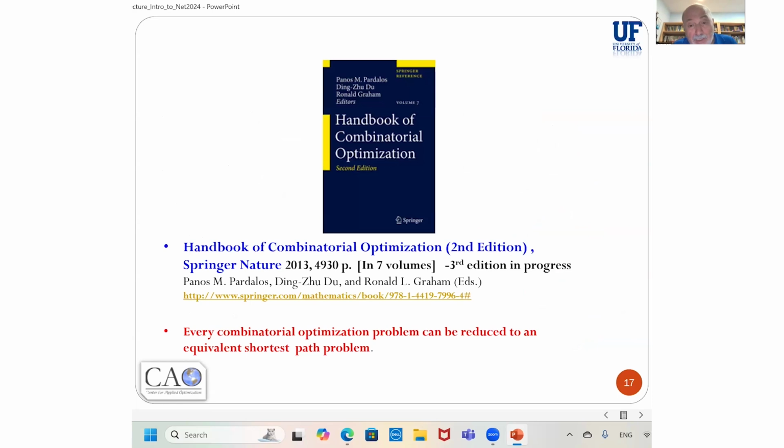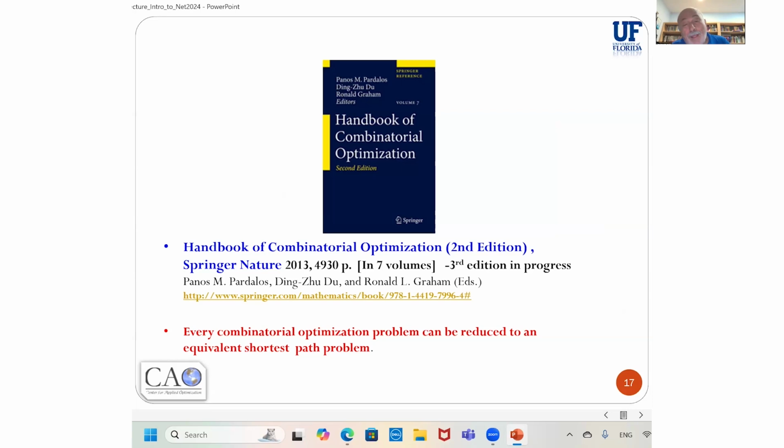For example, we published some years ago the Handbook of Combinatorial Optimization. The second edition came out, seven volumes, with Ding-Zhu Du and Ron Graham. And now we are working on the third edition because it has been accepted a lot by the community. And why is combinatorial optimization related to networks? Because there is a fundamental result that says every combinatorial optimization problem can be reduced to an equivalent shortest path problem. So shortest paths are very fundamental.